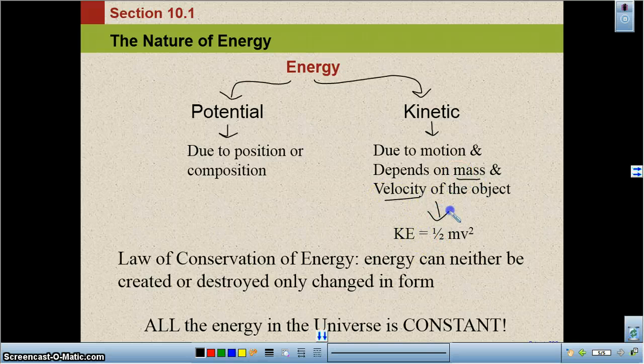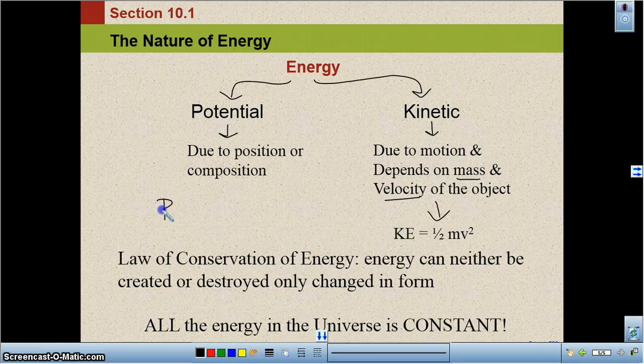So this equation that you see here for kinetic energy, 1/2 mv squared, which is mass times velocity squared, is one that gets used quite a bit in thermodynamics and in physics class. So you may have come across this before, probably in your freshman introduction to physics course.